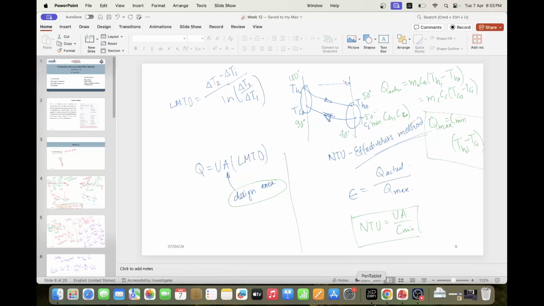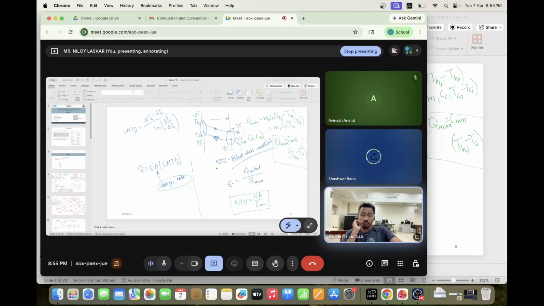So up to this, is it clear? In the next class, we will discuss some concepts and numerical questions regarding this, and what are some of the important things that you need to understand and know from the previous one. There is an important concept: please go through the difference between the NTU and LMTD methods.